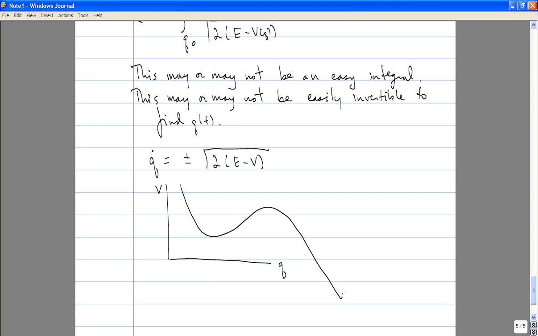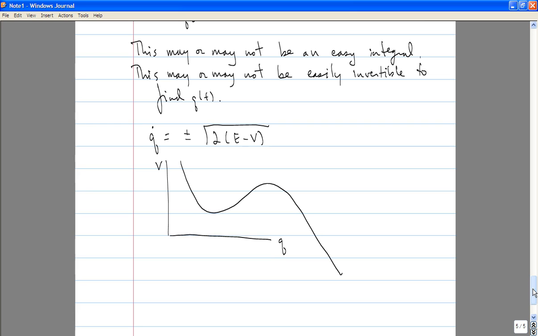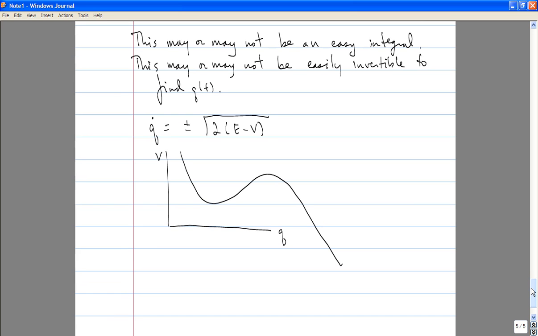Then, in order to determine the dynamics of the system, we should start by labeling the equilibrium points. There's a stable equilibrium point right here. There is an unstable equilibrium point right here. And then, in order to specify the state of the system, I will need to tell you what the energy of a solution of the equation of motion is.